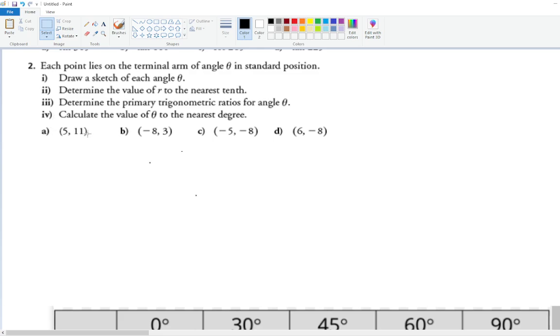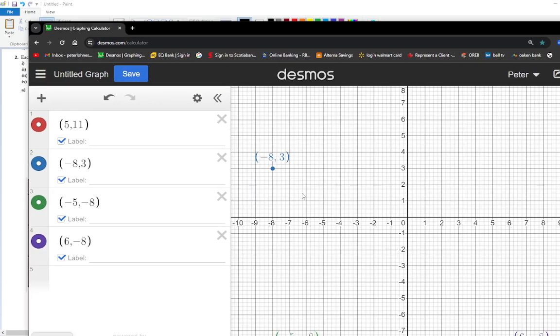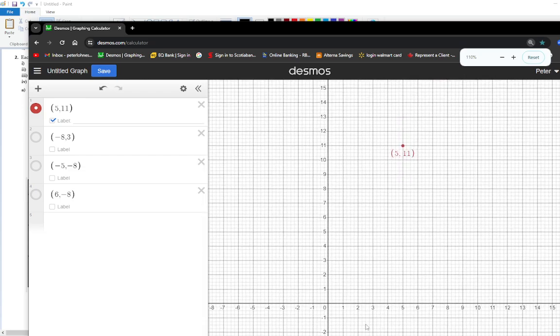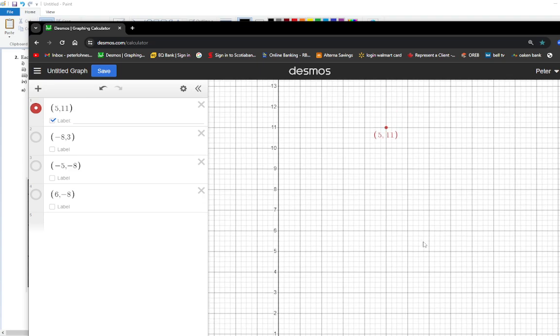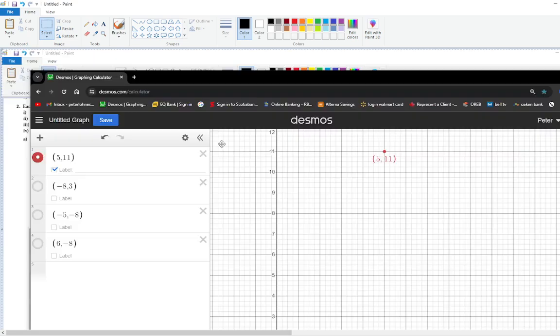So let's look at our first point, (5, 11). Here we go. Desmos, where are you, (5, 11)? Let's light up (5, 11). Unlabel the other ones. (5, 11). There you are. It's right up there. Each block right now is 1, or big square is 1. Take a picture of it. Put it over here. Include origin.